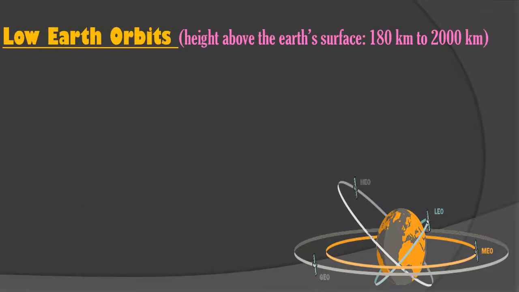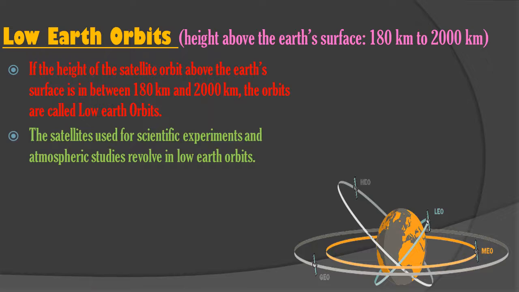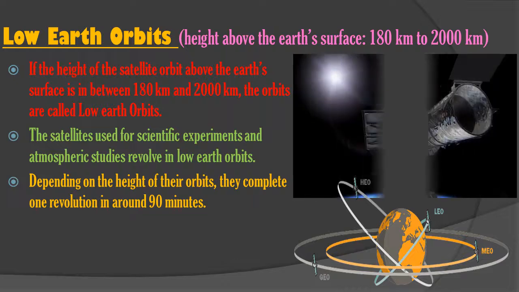Now next is the low Earth orbit, with height above the Earth's surface of 180 kilometers to 2000 kilometers. If the height of the satellite orbit above the Earth's surface is between 180 kilometers and 2000 kilometers, the orbit is called low Earth orbit or LEO. Satellites used for scientific experiments and atmospheric studies revolve in low Earth orbits, and depending on the height of their orbits, they complete one revolution in around 90 minutes. As these are low Earth orbit satellites, they require minimum time to complete their revolution around the Earth.